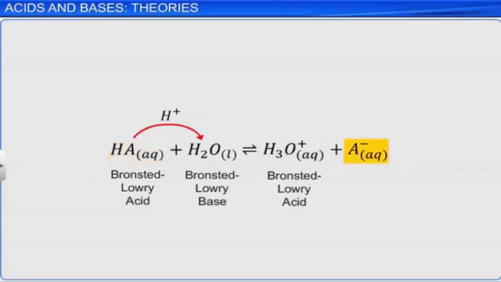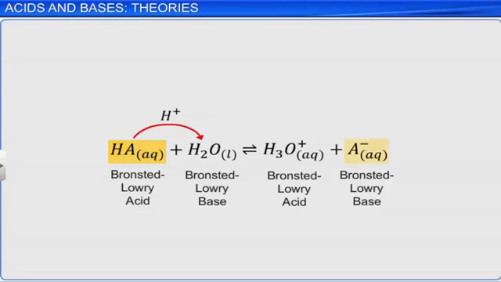This is because a Bronsted-Lowry base, after accepting a proton, becomes a Bronsted-Lowry acid as it has a proton to donate, and a Bronsted-Lowry acid, after donating a proton, becomes a Bronsted-Lowry base as it now has room to accept a proton.